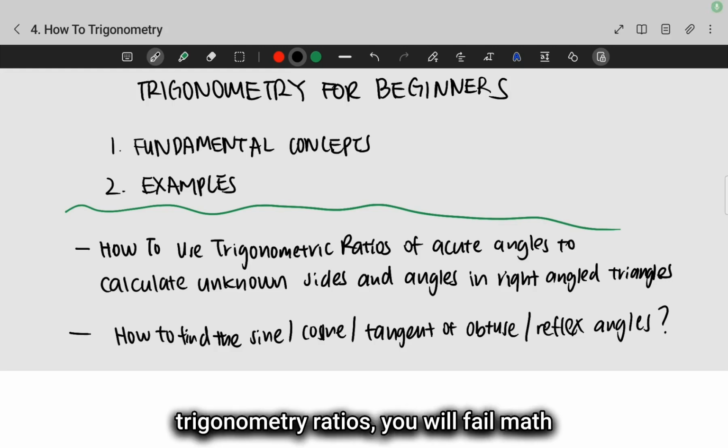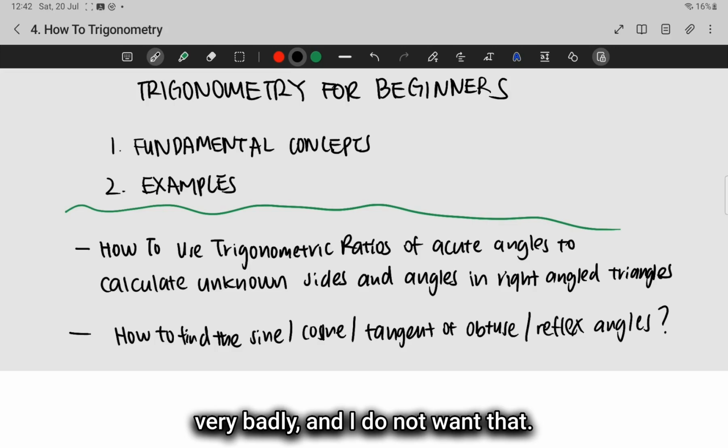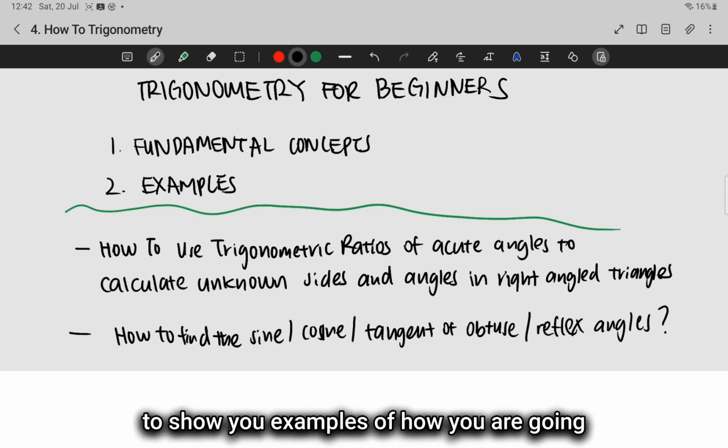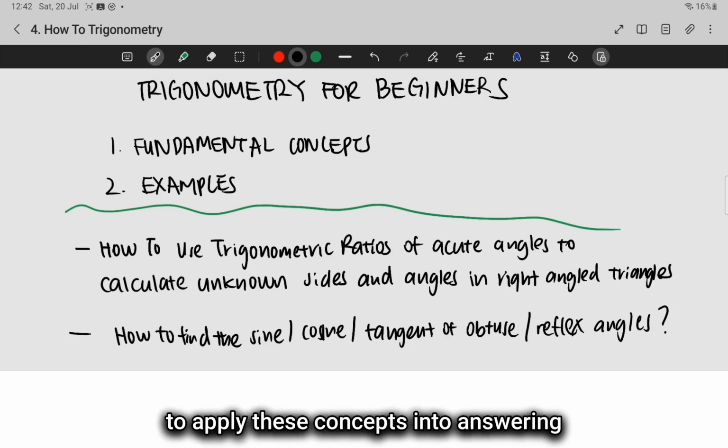If you don't know how to do trigonometry ratios, you will fail math very badly, and I do not want that. So in this video, I'm going to teach you exactly how to do trigonometry, especially if you're a beginner. I'm going to run you through some fundamental concepts, and then I'm going to show you examples of how you are going to apply these concepts into answering questions during your examinations.